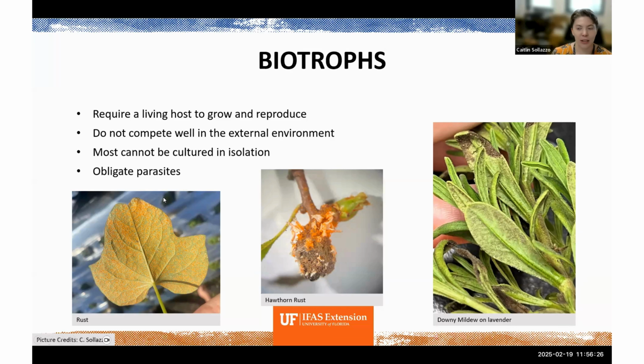Obligate parasites, which means they can't exist in the environment. They have to be parasitic on whatever host they have. One of the most common examples is rust. These are two examples of rust. And rusts are really fascinating and really complicated, because not only do they need a living host, but a lot of rusts need two living hosts. They will have two different phases, one on one host and one on another host. So it gets really complicated. And then downy mildew and powdery mildew are other examples of biotrophs.